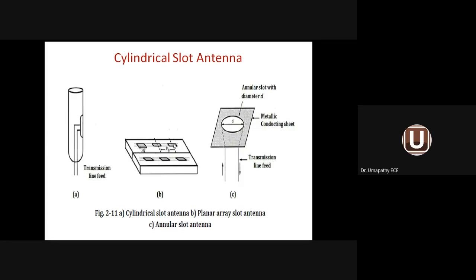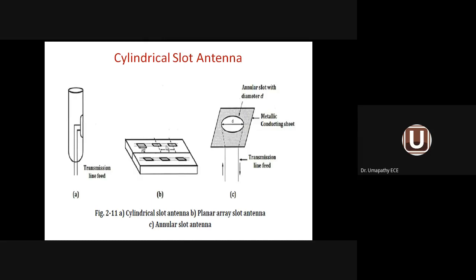3 slots are available at one end. Another 3 slots are available at the right hand side. See, at the left hand side 3 slots, at the right hand side 3 slots. Totally 6 slots are available, and each and every slot is separated by a distance lambda by 2. Why? I want to increase the gain and directivity of the slot antenna. So I go for more than one slot at a time.